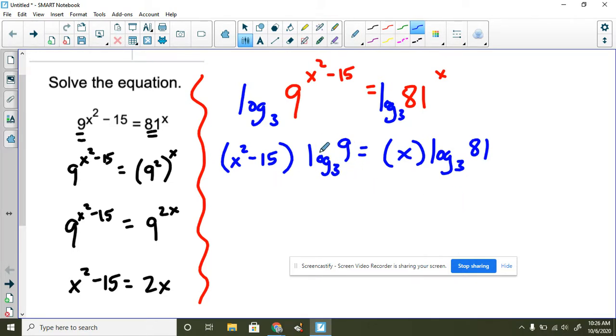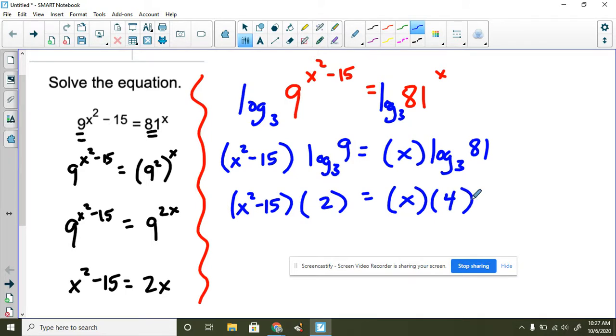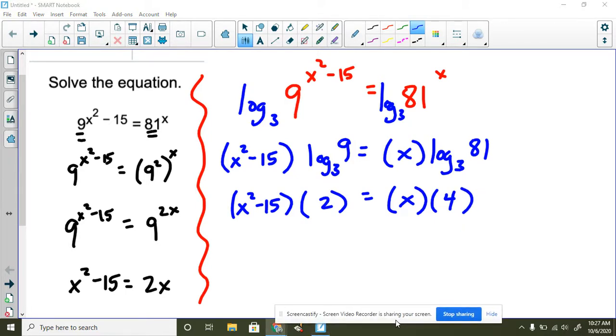And we can evaluate each one of these logs. So we end up with the log base 3 of 9 is 2, because 3 squared is 9. And over here, log base 3 of 81 is 4. So now I have, again, a quadratic equation that ends up being 2x squared minus 30 equals 4x. I can subtract the 4x over to the other side.